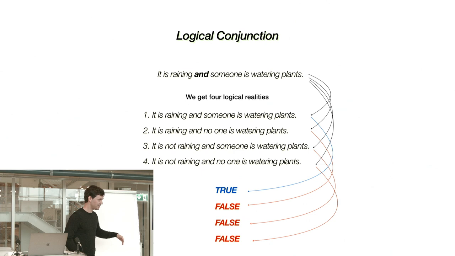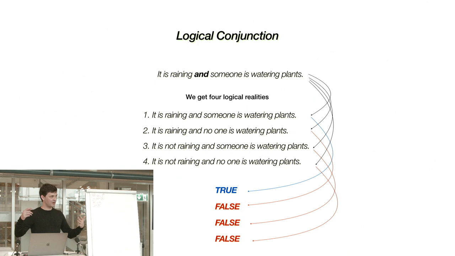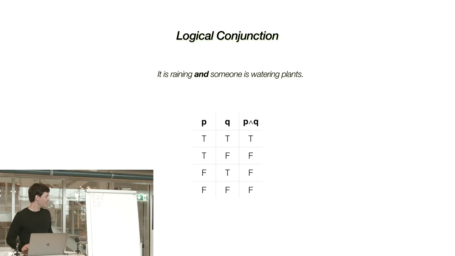But in all other situations, for example, it's raining, but no one waters the plants, if I told you it is raining and someone is watering the plants, I'm not telling the truth. Because I'm suggesting that both are happening, but only one happens. Also in the last situation, it is not raining and no one is watering the plants. If I say to you, it is raining and someone is watering plants, I'm saying the complete opposite of what's happening to you. Therefore, it is false. So this is how we can think about it in terms of our world, which logic is not. But logic is this.